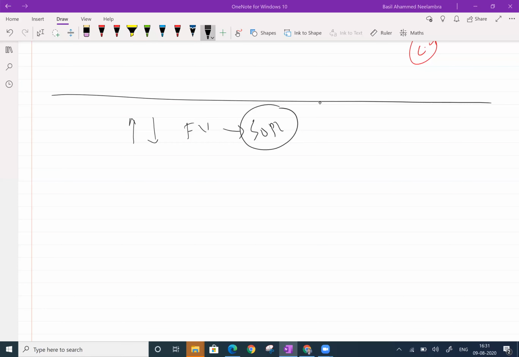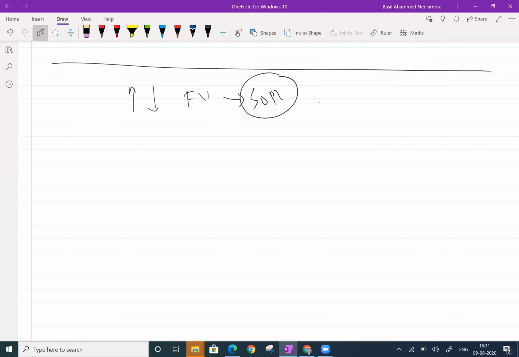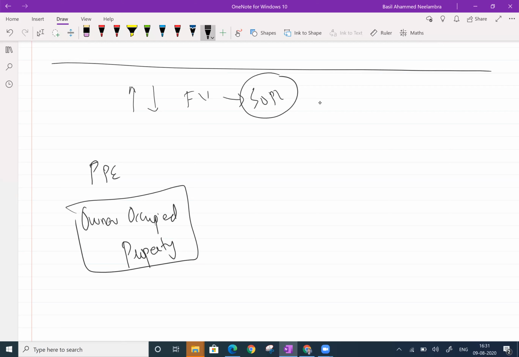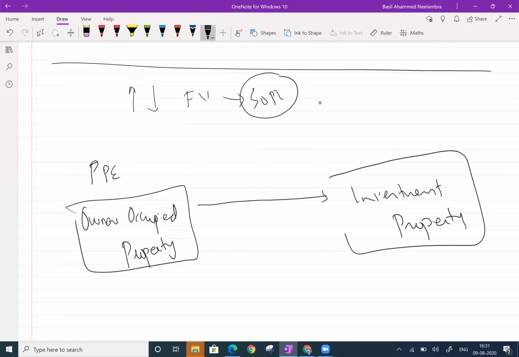What have we learned? Now, there will be certain situations where there is a change in use. Let's take the first case. It was first property, plant and equipment. We have done similar questions. Owner occupied property. Now you had an owner occupied property. You were occupying this property. Now you are vacating the property and converting this into an investment property. You are renting it. So what's the journal entry you have to pass?